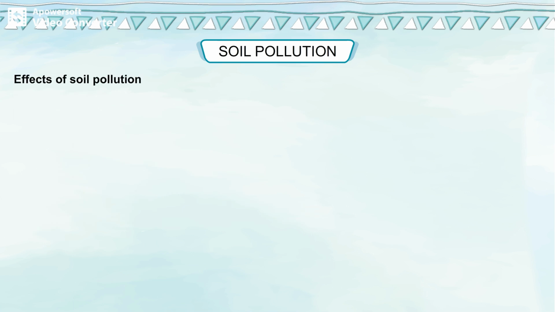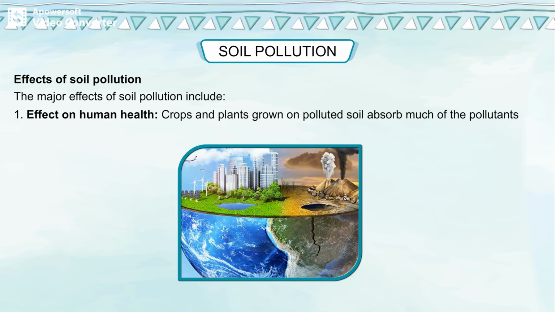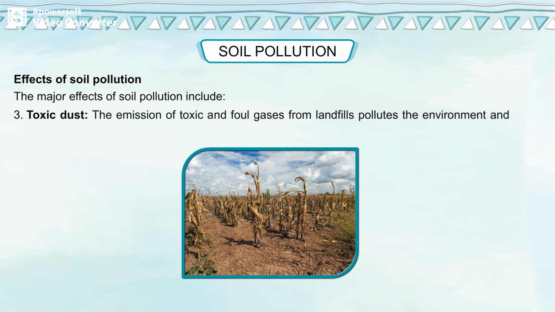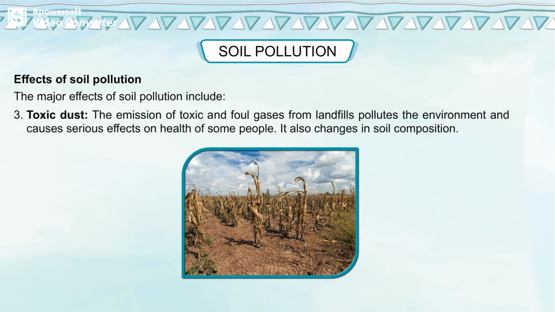Effects of soil pollution. The major effects of soil pollution include effect on human health. Crops and plants grown on polluted soil absorb much of the pollutants and then pass these on to us. Effect on growth of plants. It leads to decreased soil fertility. Toxic dust. The emission of toxic and foul gases from landfills pollutes the environment and causes serious effects on health of some people. It also changes soil composition.